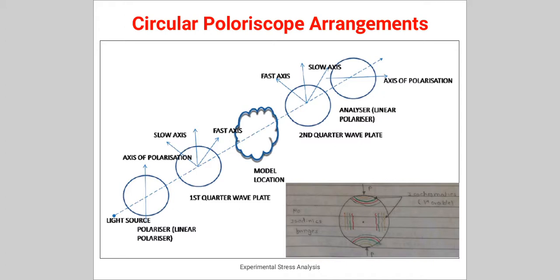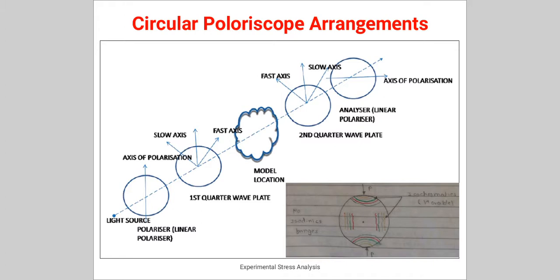What is that formula? Sigma 1 minus sigma 2 is equal to N into f sigma by h. Capital N is called the fringe order, f sigma is called the material fringe value of that photoelastic model, and small h represents the thickness of the model. By using the circular polariscope arrangement, we calculate the capital N value, which plays a very important role in the calculation of sigma 1 minus sigma 2. That N represents the exact fringe number or fringe order which passes through the point of interest.